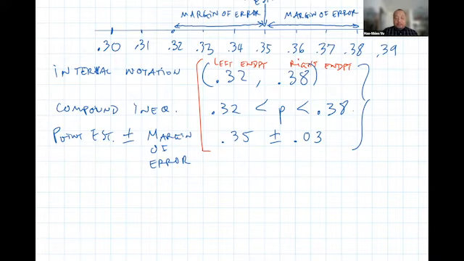You can see that between the interval notation and the compound inequality, it's kind of easy because they are both the same numerical values, just written in a different format. Whereas going between those two and the plus or minus notation is different. There will need to be some sort of calculation, yeah? So let me show you how to do that.